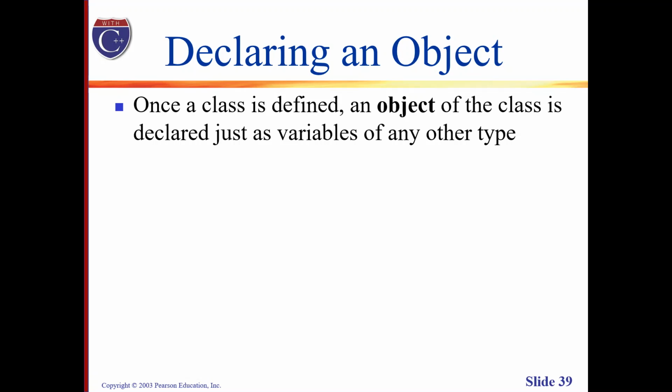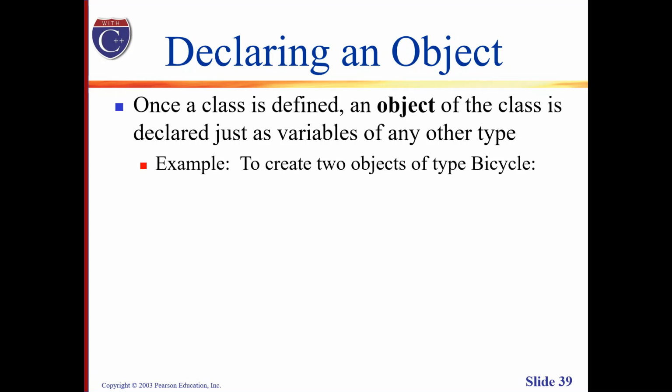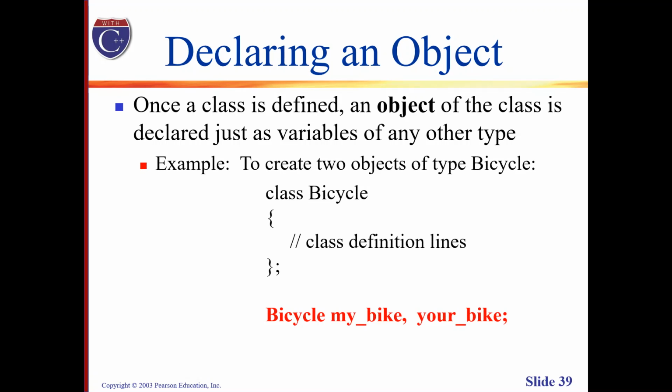Talking about declaration of an object, once a class is defined, an object of the class is declared just as variables of any other type. Again, we call those objects instances of our class. Here's an example. As we can see here, we have a class bicycle with the following definition. And of course, to create two instances of the bicycle class, we simply declare two objects of type bicycle.